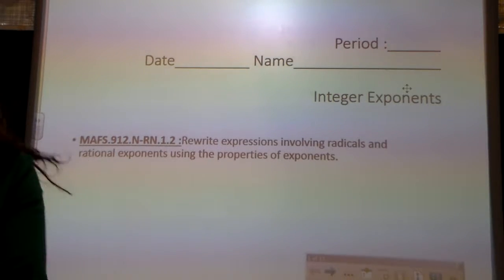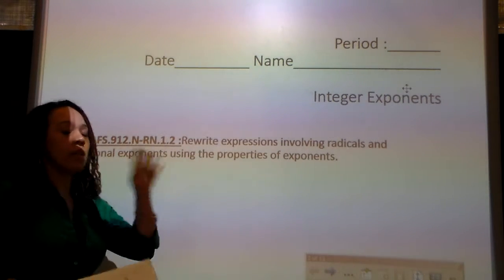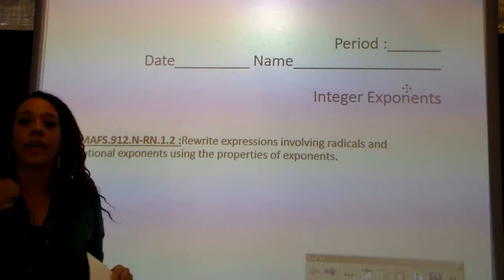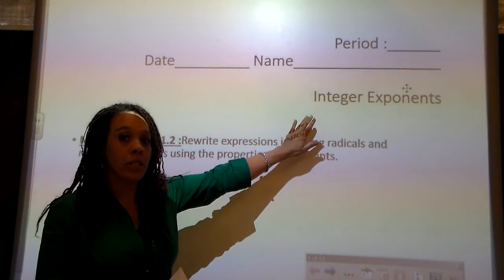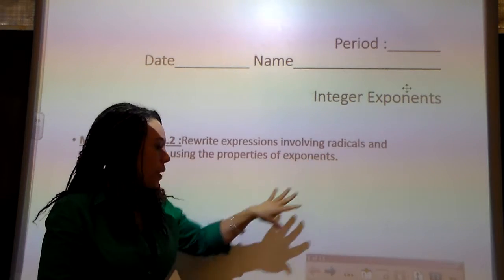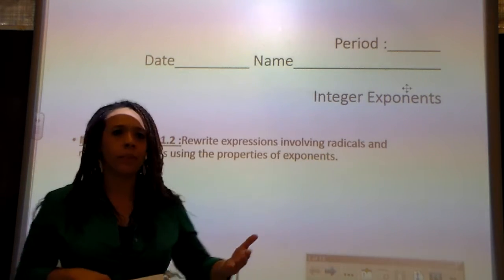Okay, so this is the package for this week. The reason I'm doing the overview is because that way everybody can kind of know what to expect. We're talking about integer exponents. Exponents, remember, have a base and the exponent; solve for powers.